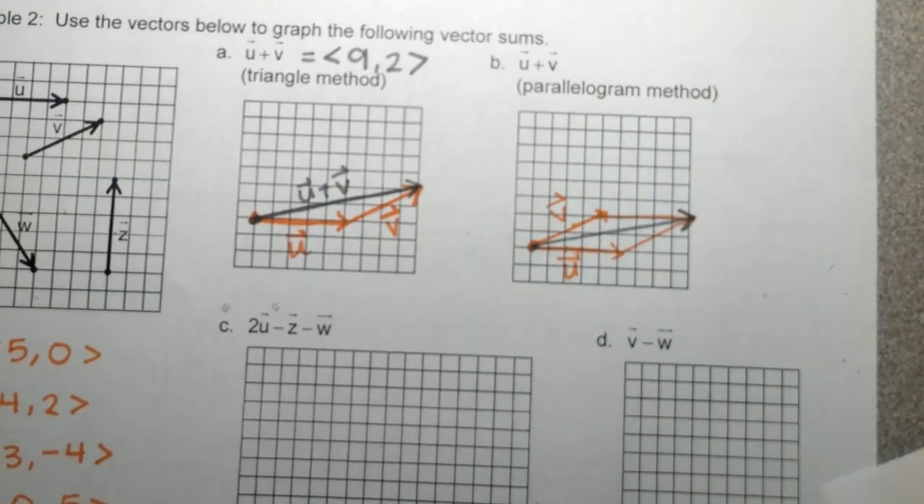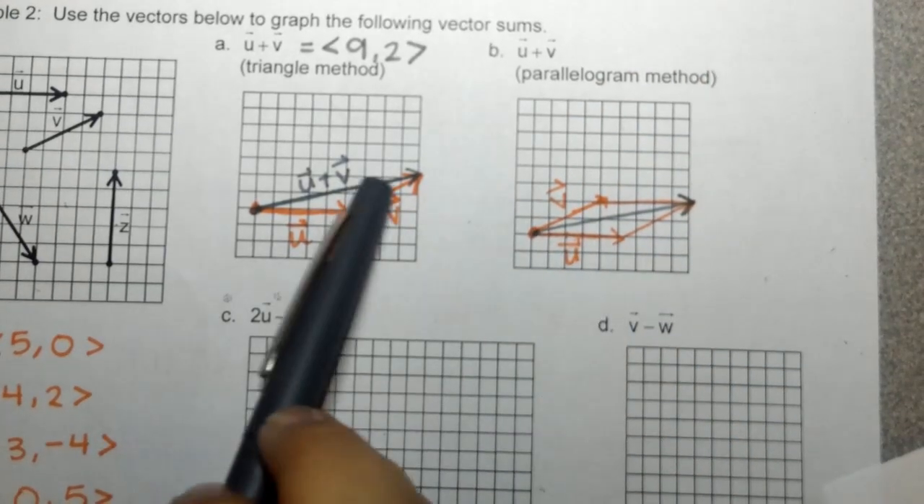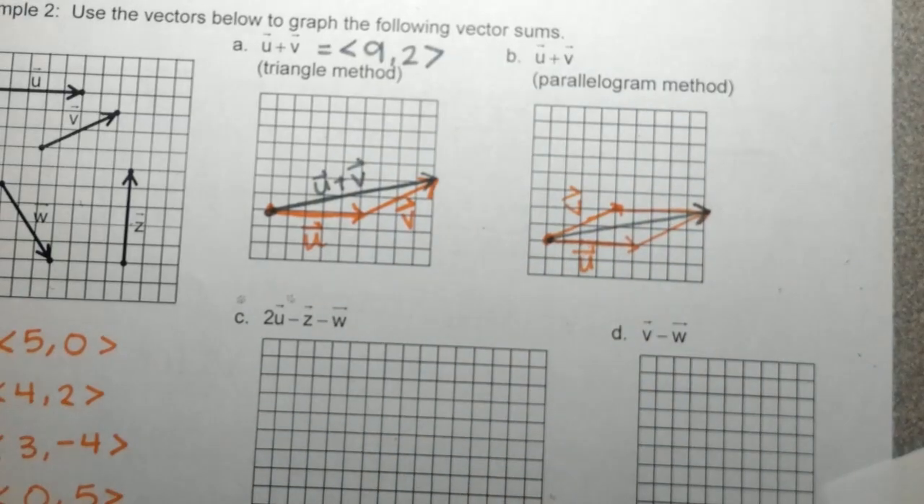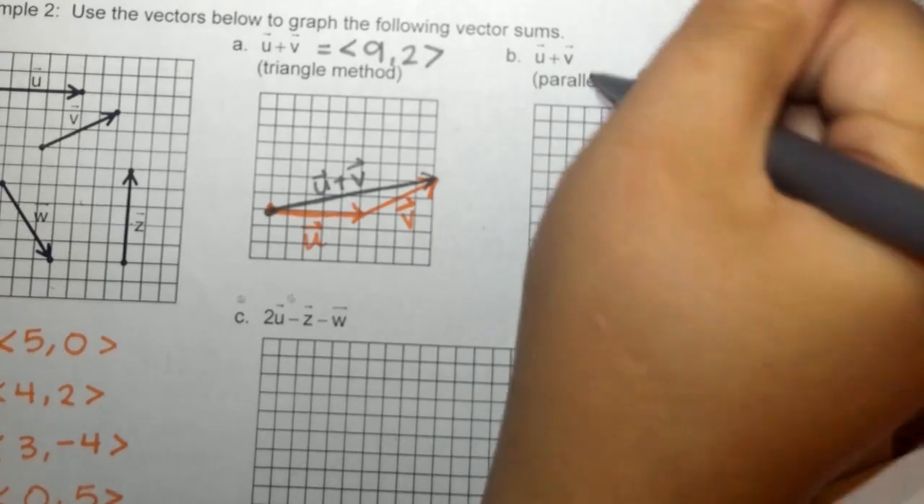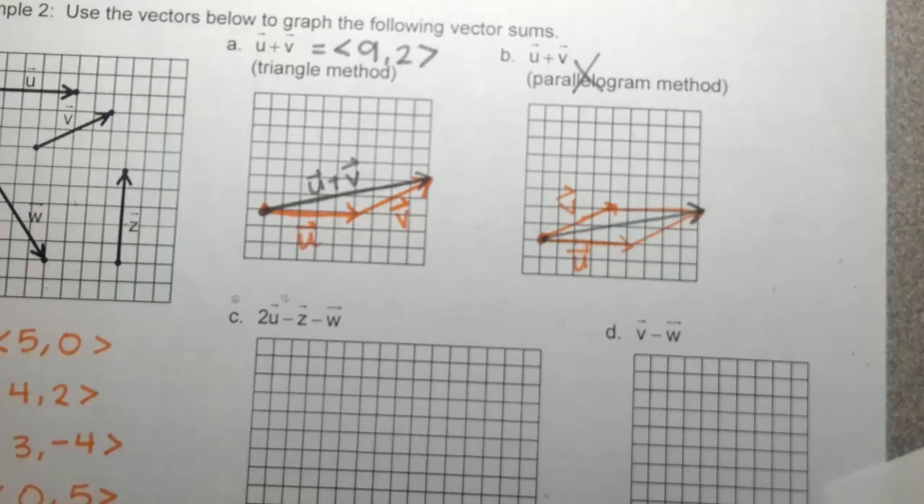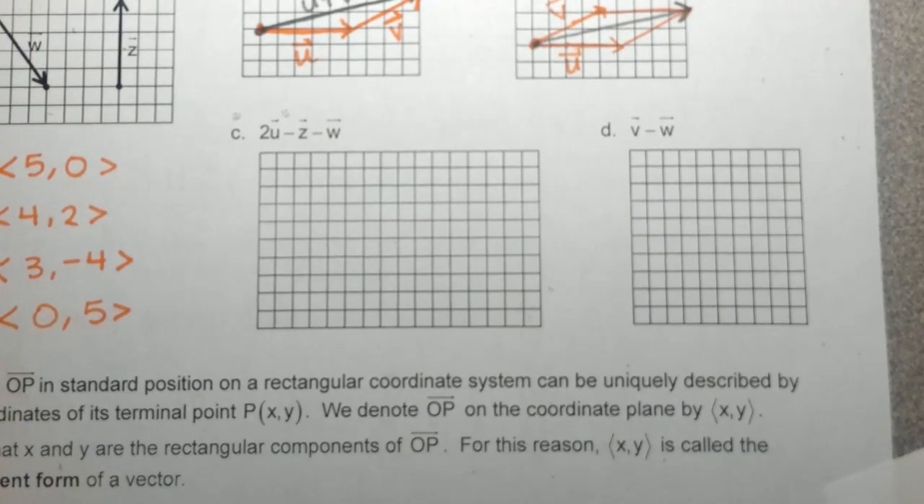To me, I don't like doing this just because it's just the same thing but more work. Does that make sense? So that's why I don't do it. But you could do the parallelogram method if you wanted. I'm never going to do this for the rest of these. Okay? Alright. C. It says 2 vector u minus vector z minus vector w.